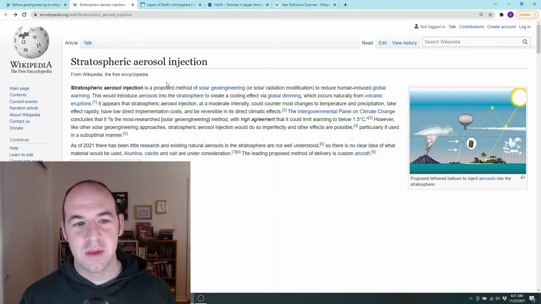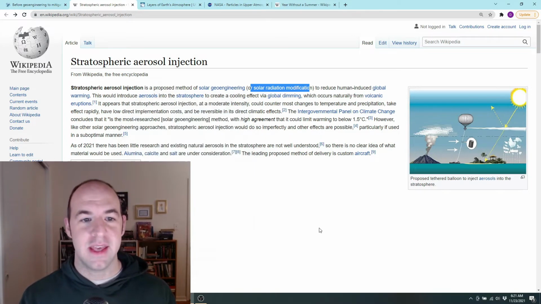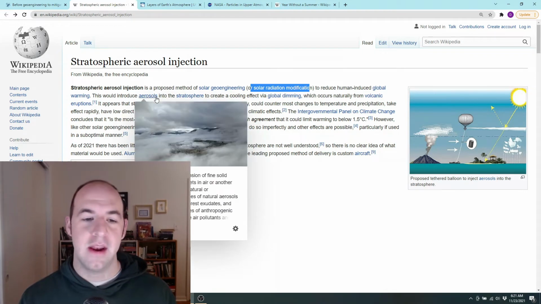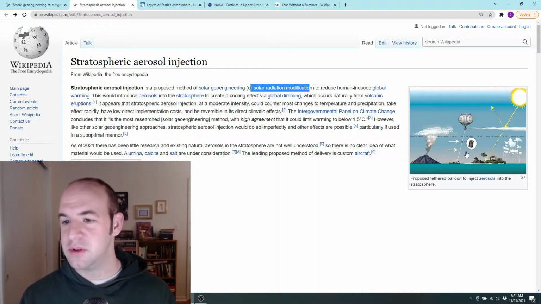According to Wikipedia, this is a proposed method of solar geoengineering or solar radiation modification to reduce human-induced global warming. So the idea is you introduce aerosols into the stratosphere, and an aerosol is basically, according to Wikipedia's definition, just a suspension of fine solid particles or liquid droplets in air or another gas. And the idea is that these aerosols being released into the stratosphere will create a cooling effect via global dimming.